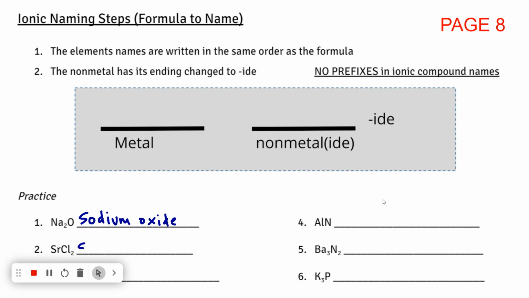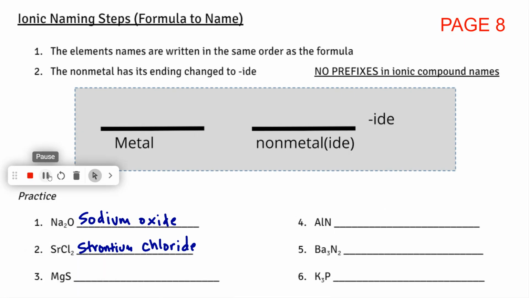SrCl2. Sr is strontium. Cl is chlorine, which we're going to change to chloride. And that's the name. It doesn't matter that there's a 2 there. That has nothing to do with our name. Next, MgS. Mg is magnesium. S is sulfur, which changes to sulfide. And that's our name.